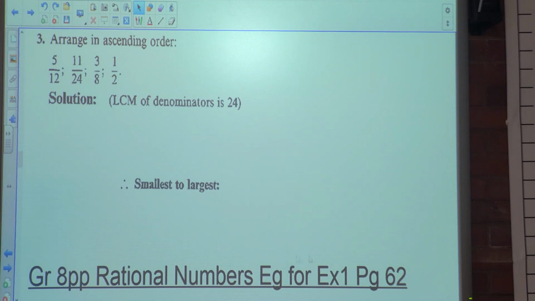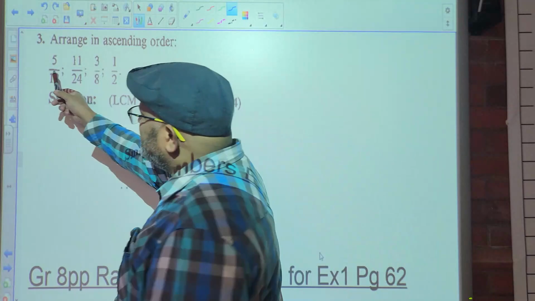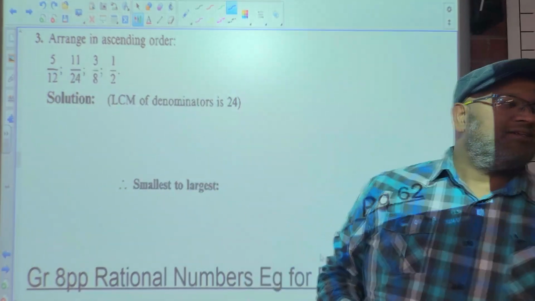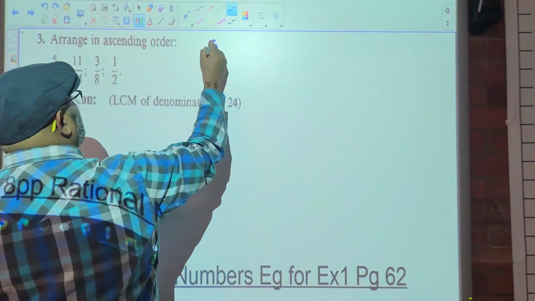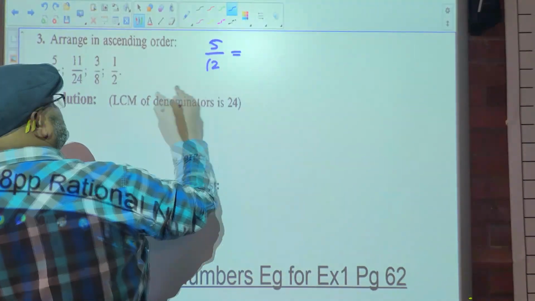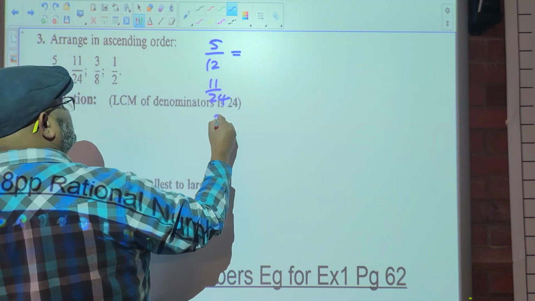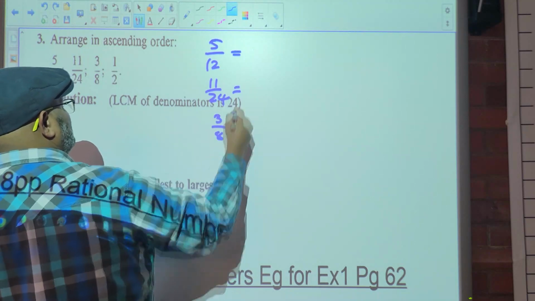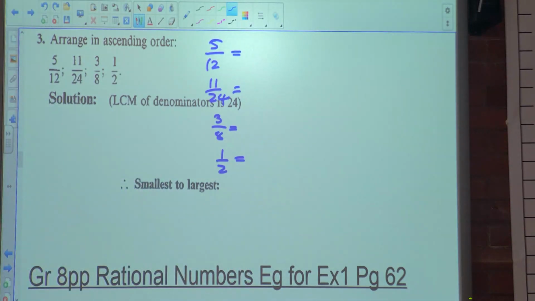People, number 3, it says arrange in ascending. What's ascending order? What's the biggest solution? The LCM of the denominator. We're going to first get the denominator to be the same. So if you're looking at 5 over 12, well, what is your LCM here? 24. You all agree that all these denominators can go into 24 without the remainder?